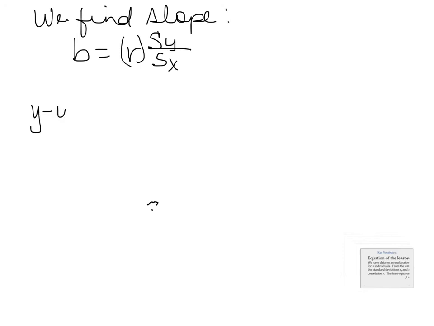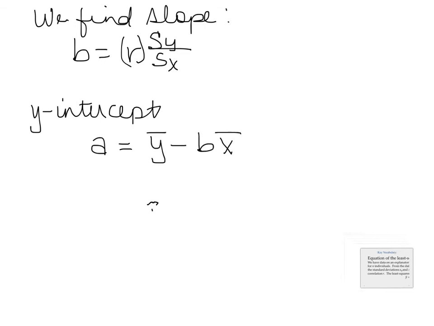And the y-intercept we find by using our 2 points, x bar and y bar, our means. So our y-intercept is equal to y bar minus b times x bar. It's actually really handy that we're able to find the equations of the line just like this. So let's do one example and you'll be done for the night.